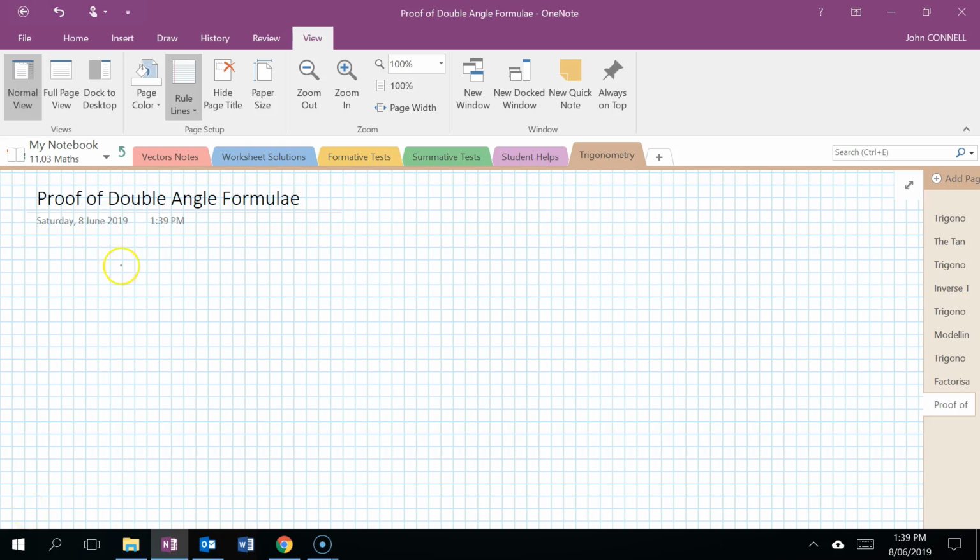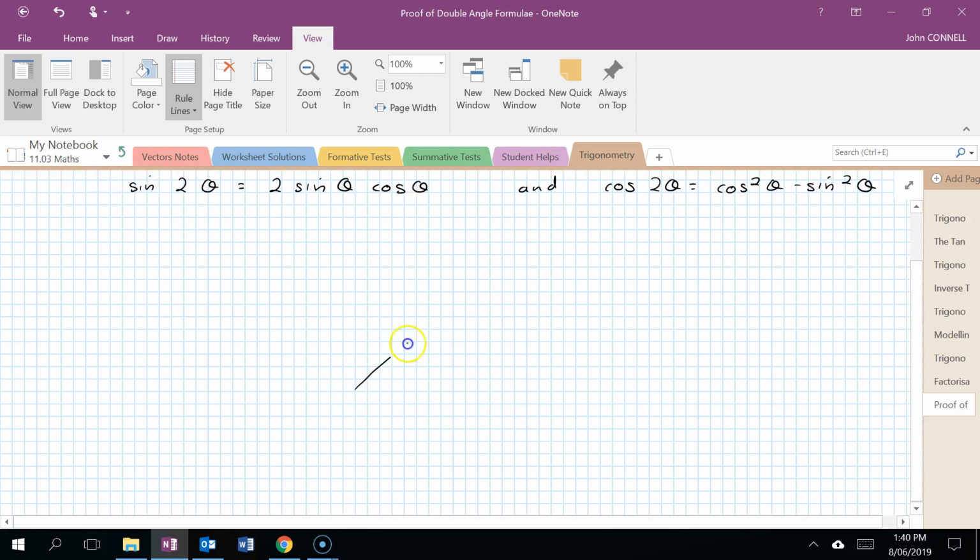So the double angle formulae are sine 2 theta is equal to 2 sine theta cos theta, and cos 2 theta is equal to cos squared theta take sine squared theta. Now if we're interested in proving this, well then I would start with an isosceles triangle.